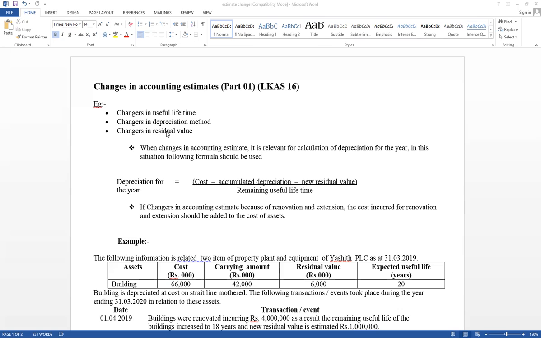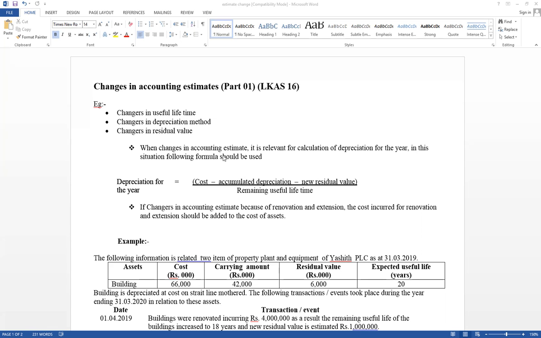Therefore, you have to know how to adjust on the financial statement if it is given changes in accounting estimates. Lifetime change, depreciation method change, it means straight line basis to reducing balance method, or reducing balance method to straight line basis change method, and residual value change. Those are called changes in accounting estimate relevant for property, plant and equipment.